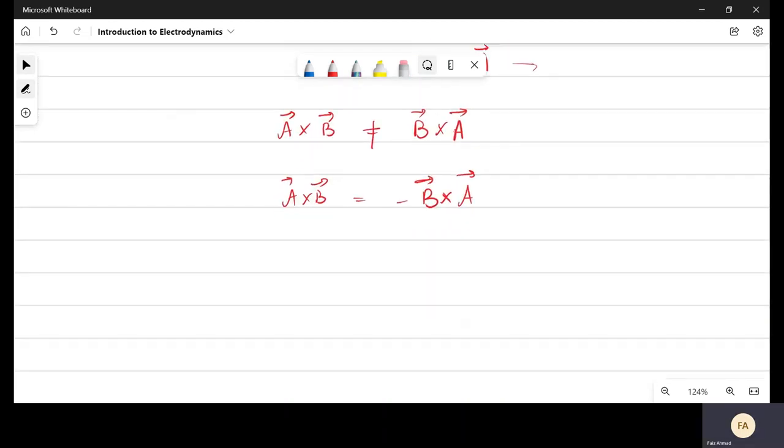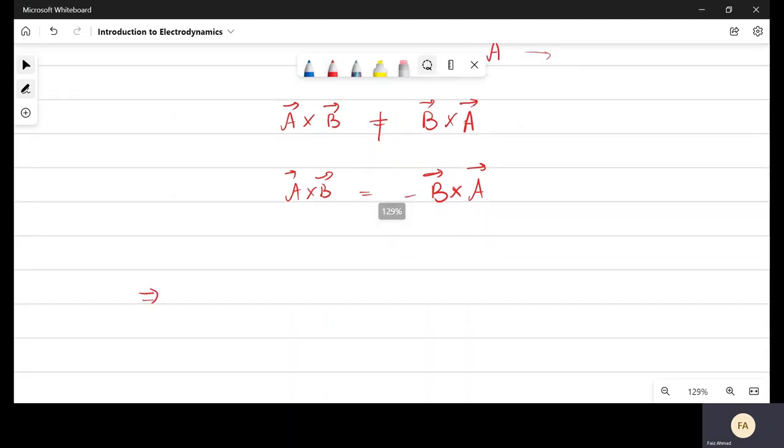The cross product is also distributive. So if you have A cross B plus C, then you can put A cross B plus A cross C.